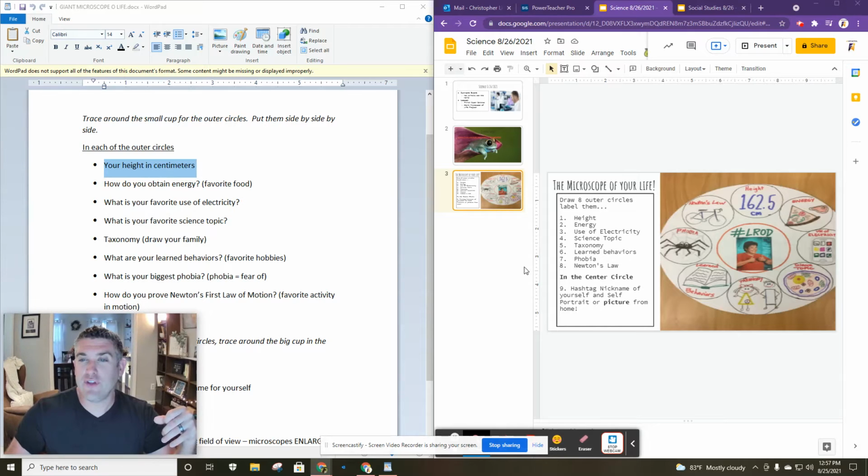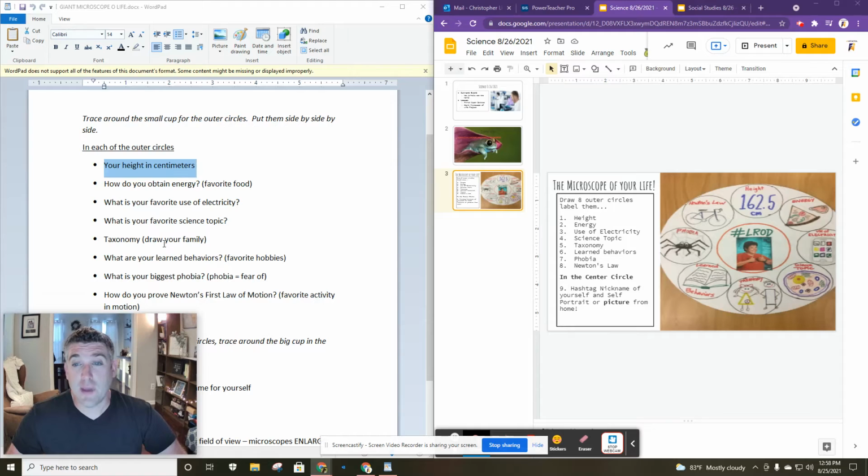Next one is, what is your favorite use of electricity? Maybe it's gaming. Maybe it's doing something on the computer or research or YouTube. What is your favorite science topic? This one you might need to think about for a little while. What is your most favorite thing you've learned in science up until now? Maybe it's something that you're really passionate about that you haven't really learned about yet.